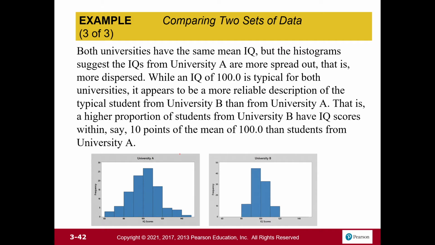Both universities have the same mean IQ, but at University A, the data looks more spread out and more dispersed. Okay, exactly. It's pretty interesting.